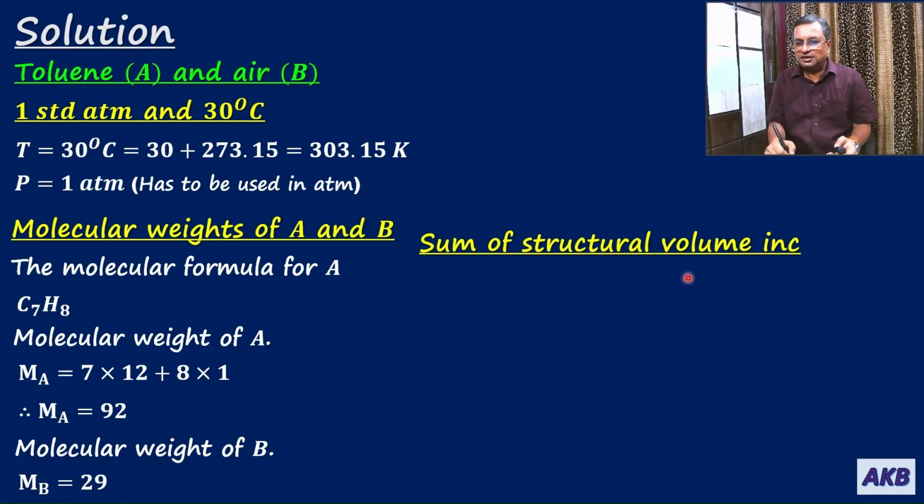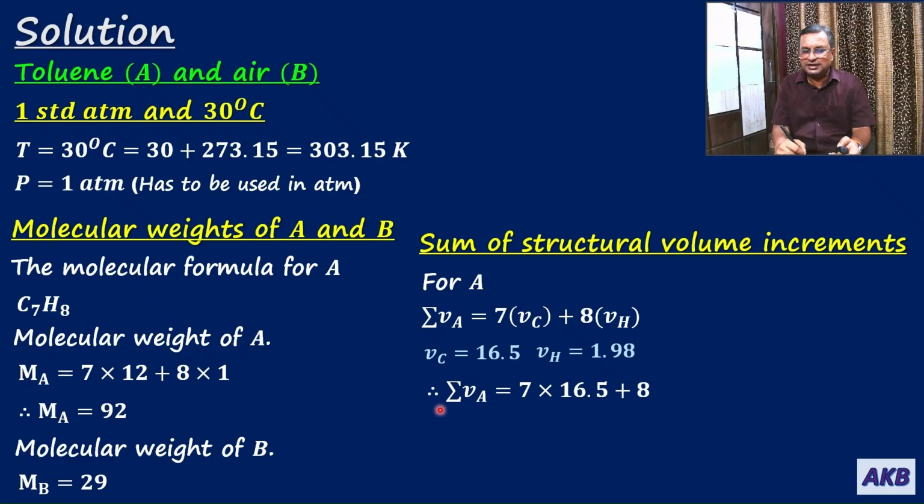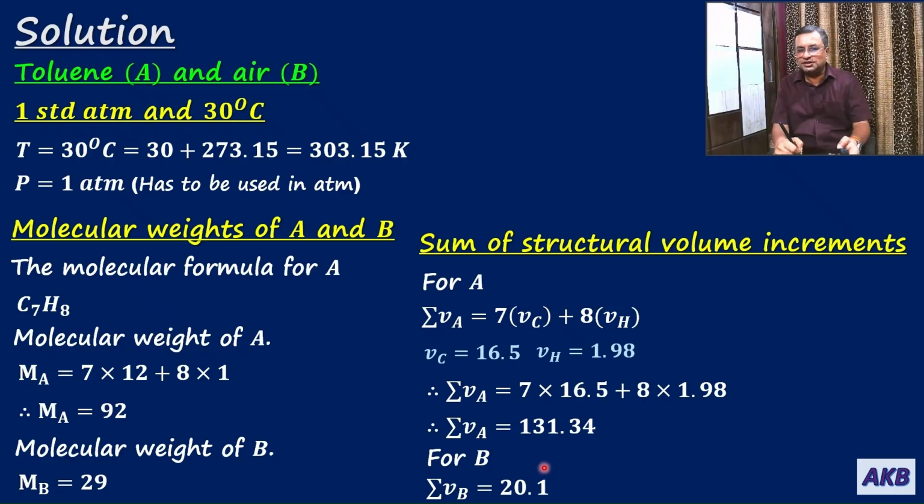Then sum of structural volume increments. For A, it will be summation Va is equal to 7 atoms of carbon into atomic volume of carbon plus 8 atoms of hydrogen into atomic volume of hydrogen. Atomic volume of carbon is 16.5. Atomic volume of hydrogen is 1.98. That gives us summation Va is equal to 7 into 16.5 plus 8 into 1.98. That is summation Va comes out to be 131.34. For B, which is air, summation Vb is directly given to us. It is 20.1. Let us now move ahead.